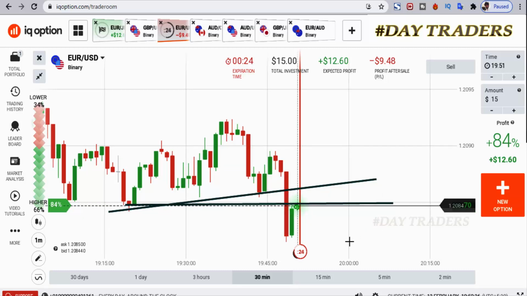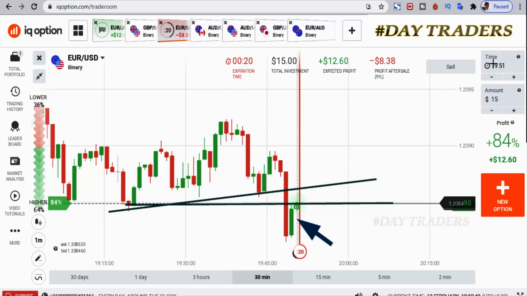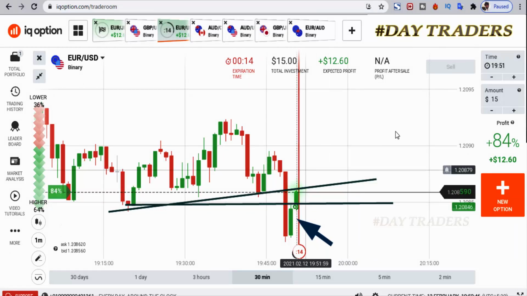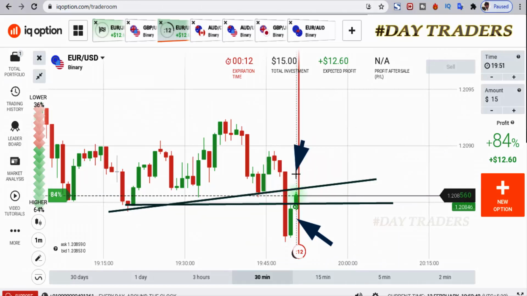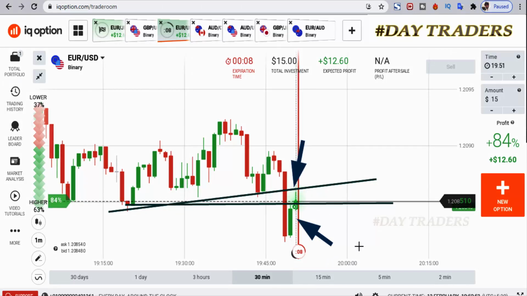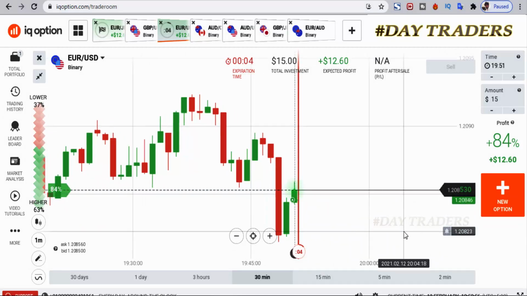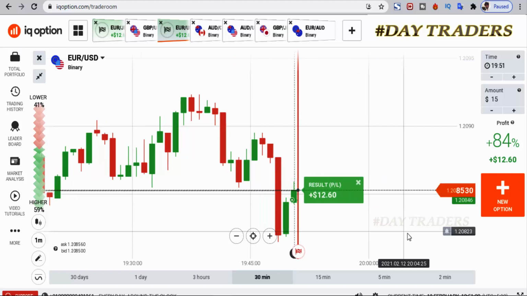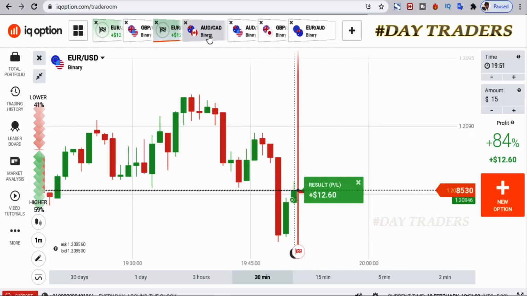Okay, but this is a very strong candle. That's the reason I place a higher option. Let's see. And this is a very strong rejection point. Next point here. Okay, you can see buyers reach the resistance level. Let's see, we have 5 seconds only. And this is also a winning trade. Let's check the next pair.